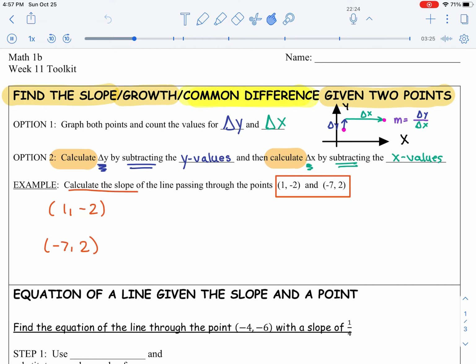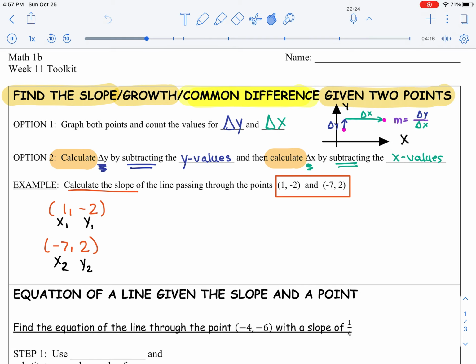Now I know that my 1 and my -7 are x values. I'm going to put a little subscript of 1 and a subscript of 2 to show this is the first x value, and this is the second x value. But I also need to label my y's. Since 1 was x1, -2 is y1, since (1, -2) are a point, they go together. For the point (-7, 2), -7 was x2, so 2 is y2.